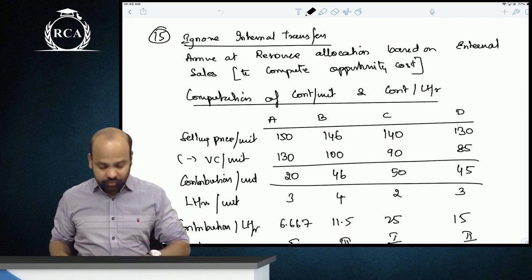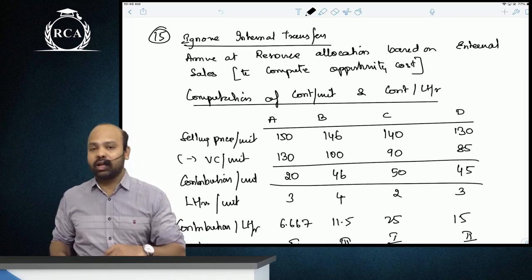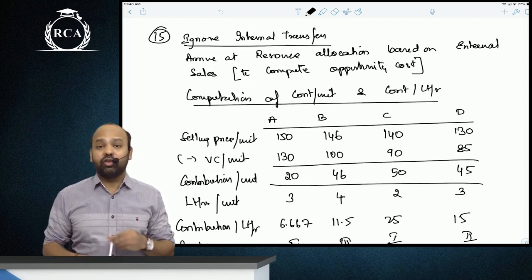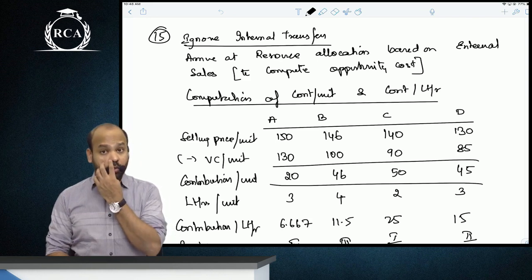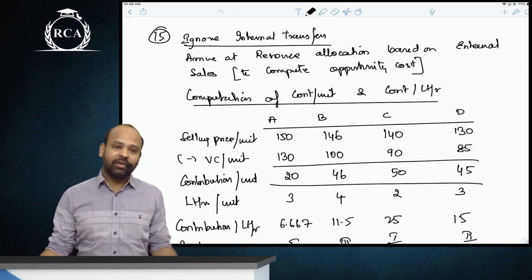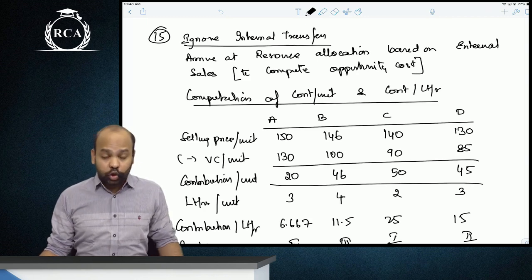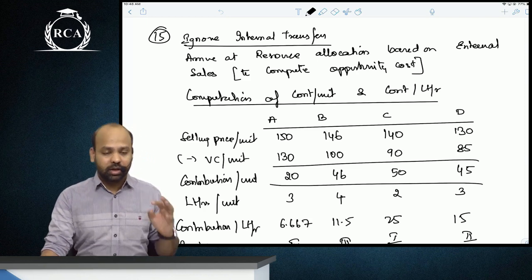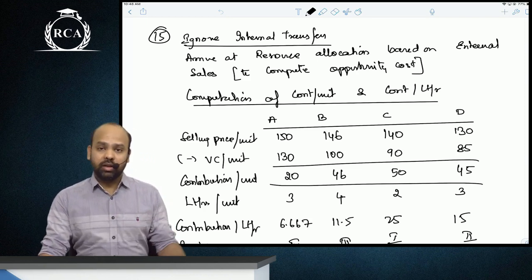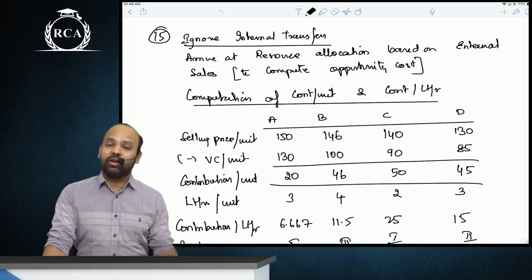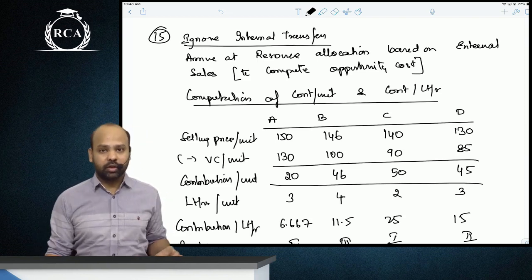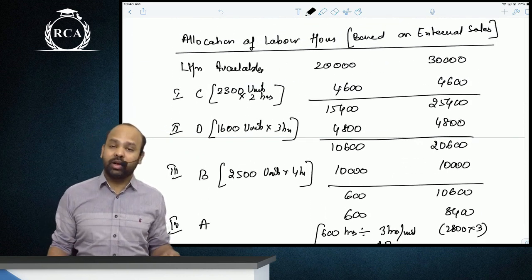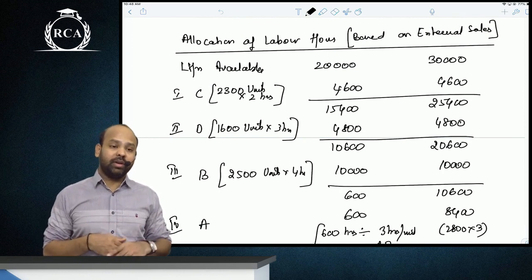In question number 15, the first division, the selling or transferring division, is manufacturing 4 products. There is a limitation of labor hours. So we arrived at contribution per labor hour, to check what would be the resource allocation of this particular division without considering internal transfers. Once you know the resource allocation, you will know exactly what your opportunity cost is. So we allocated both 20,000 and 30,000 labor hours to these 4 products A, B, C, D.